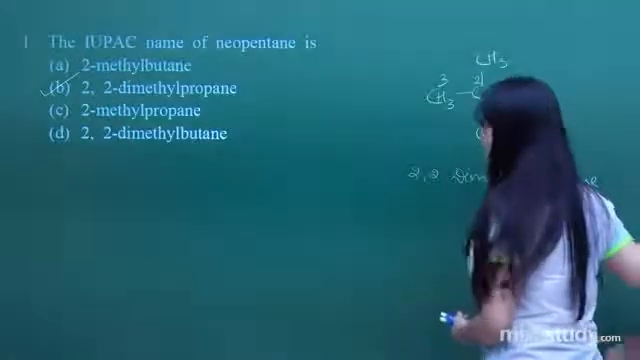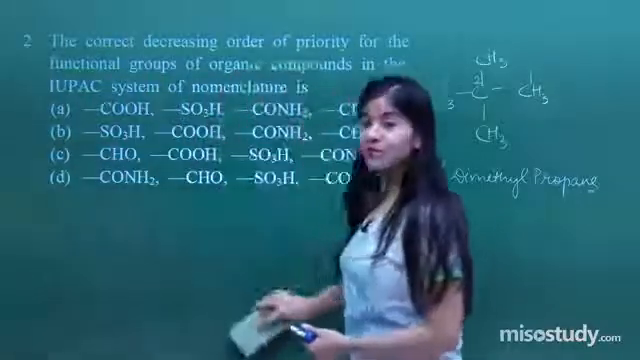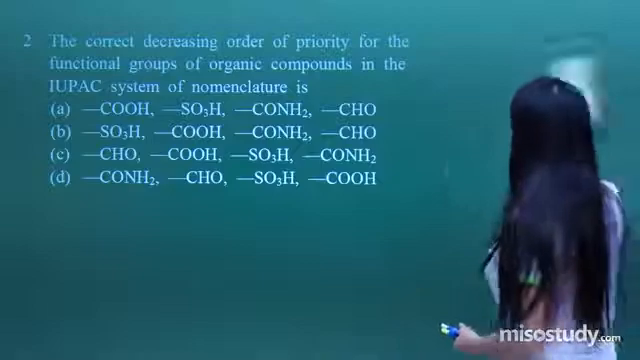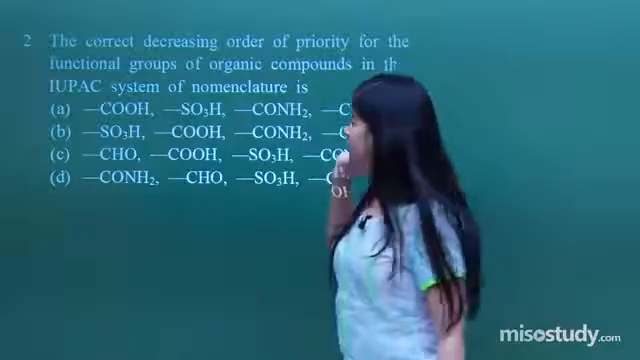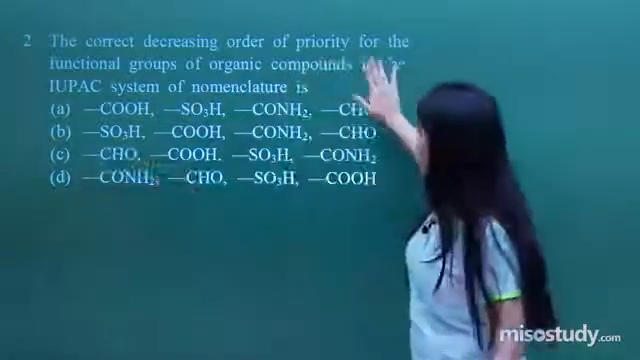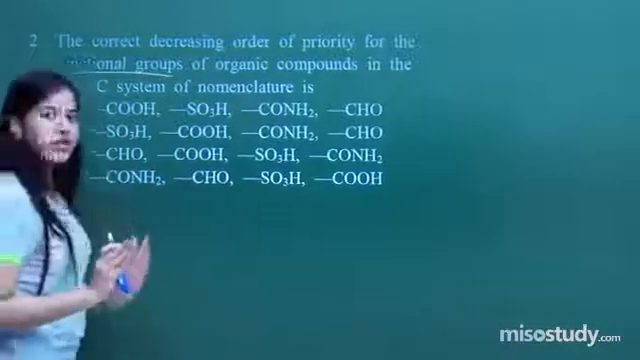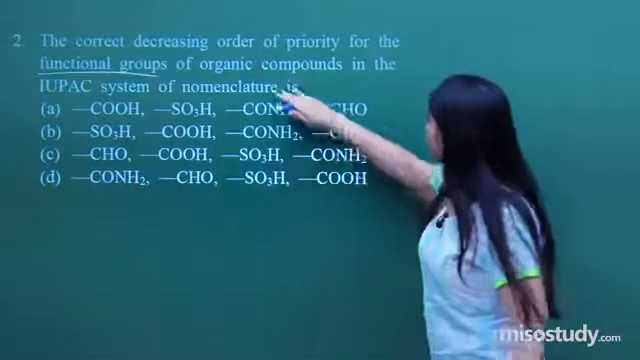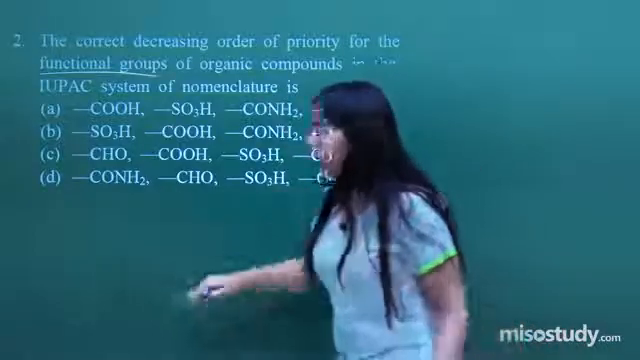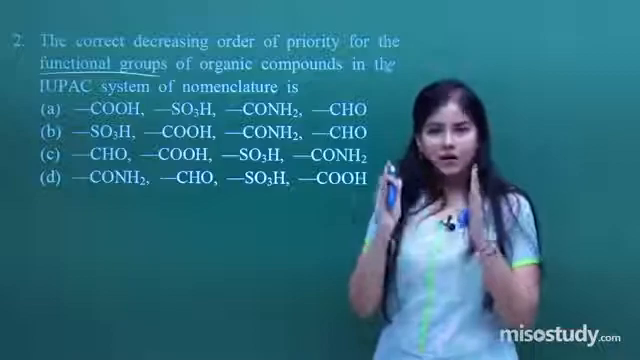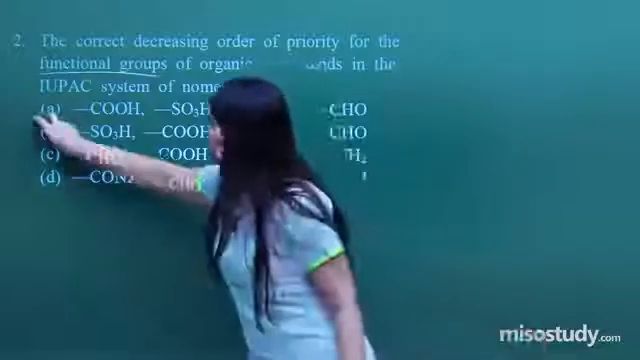Now let's move on to the very next question. What does it say? Now it is asking about the preference order. The correct decreasing order of priority, starting from the highest to the lowest, for the functional groups. Just mark out the keywords in the question every time in order to have a simplification. So as we all know, carboxylic acids are always on the higher priority. So we get our answer over here, which is this.